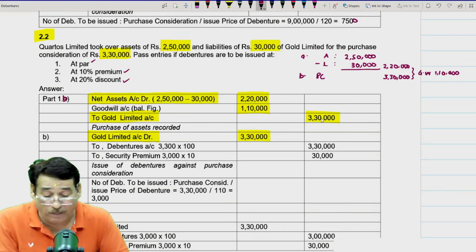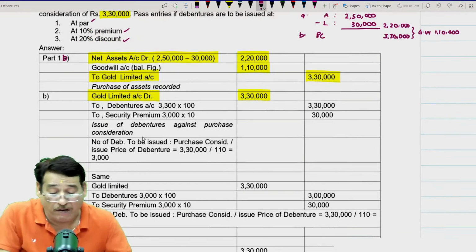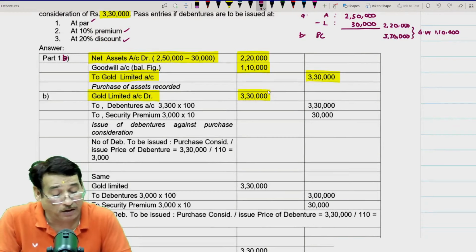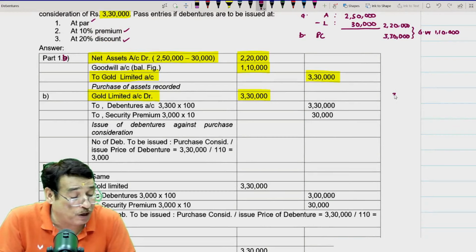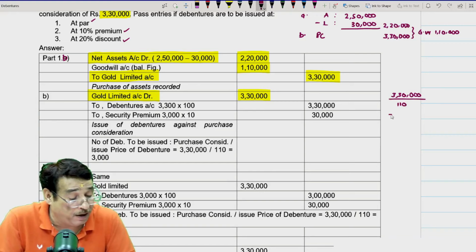So first entry will remain same. Now, as far as entry for payment is concerned, I will write Gold Limited account debit 3,30,000. Now I will have to compute how many debentures I will have to issue them. 3,30,000, and debentures are being issued at 10% premium. So I will divide it by issue price 110. That will tell me 3,000 debentures.